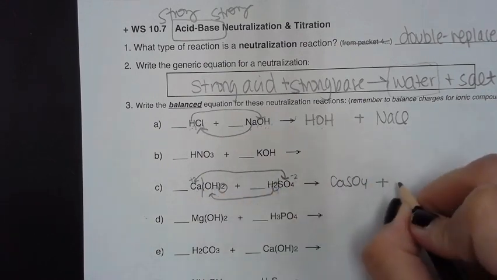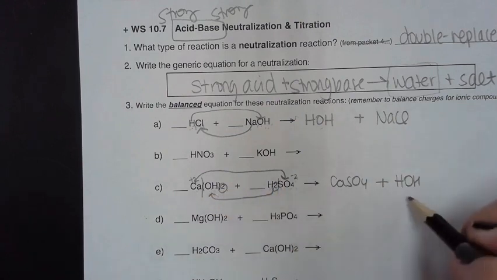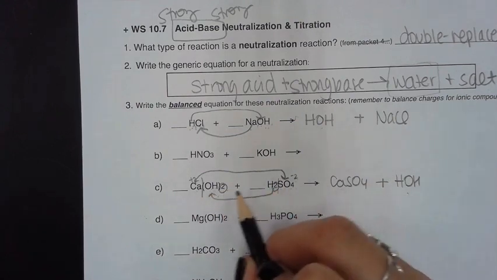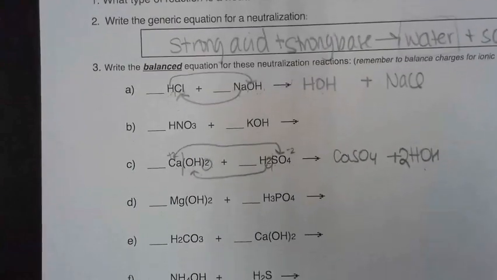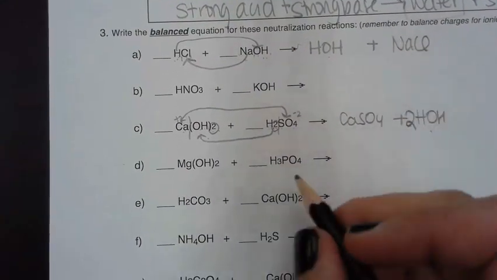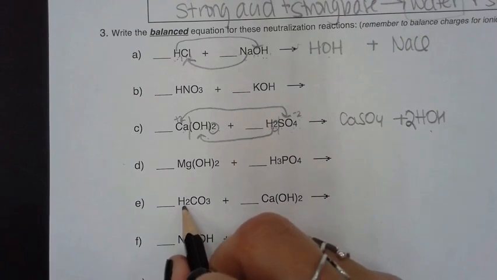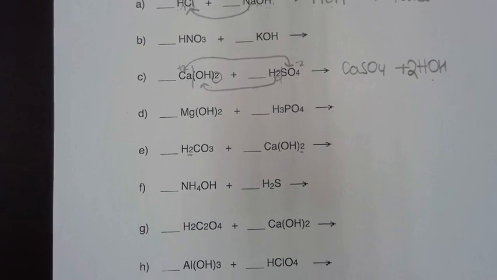Plus, H and OH go together. It's not going to be H2OH2. It's making water. How many waters? Well, 2 of those and 2 of those will end up making 2 waters. And actually, now it's balanced. I can usually scan and see that. See, 2 of those and 2 of those. That's also going to make 2 waters.